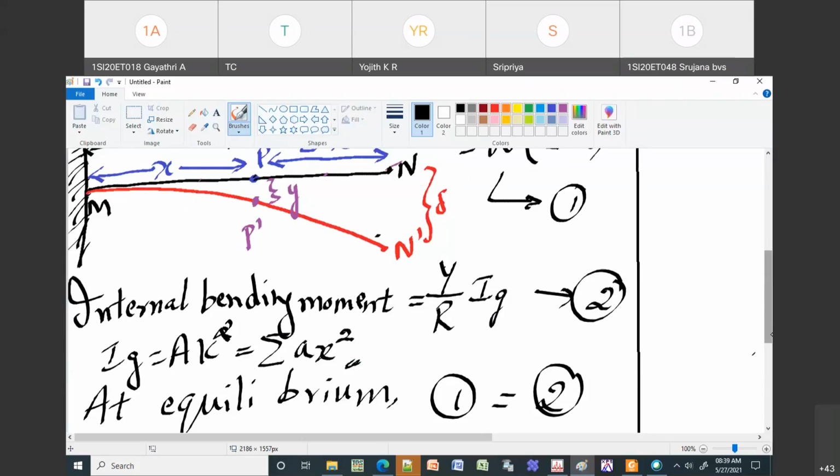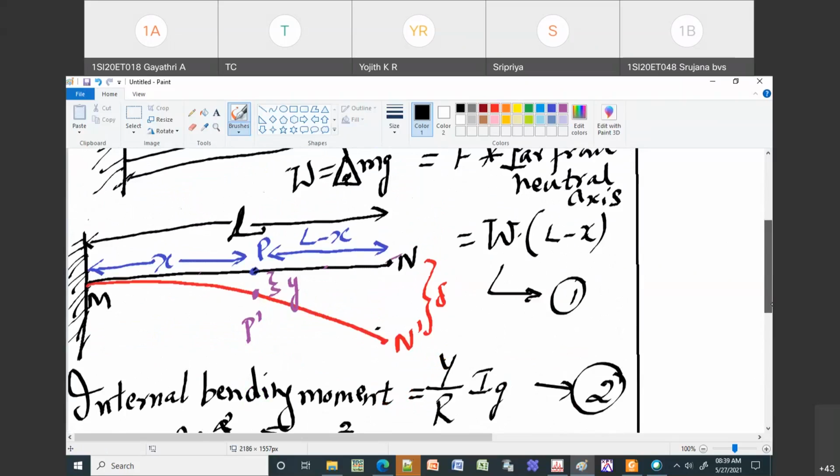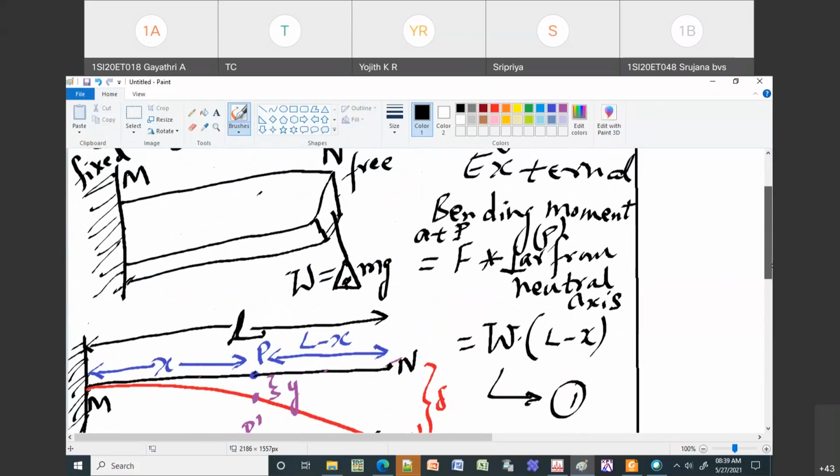So you should always satisfy the condition that the external bending moment is equal to the internal bending moment. Or in simple words, the restoring force is always equal and opposite to the applied force. If you want to talk in terms of load and stress, stress is always equal and opposite to the applied load. That is what we mean in simple words.